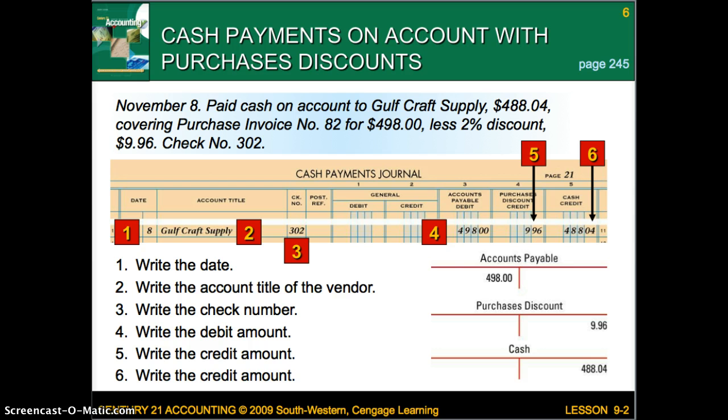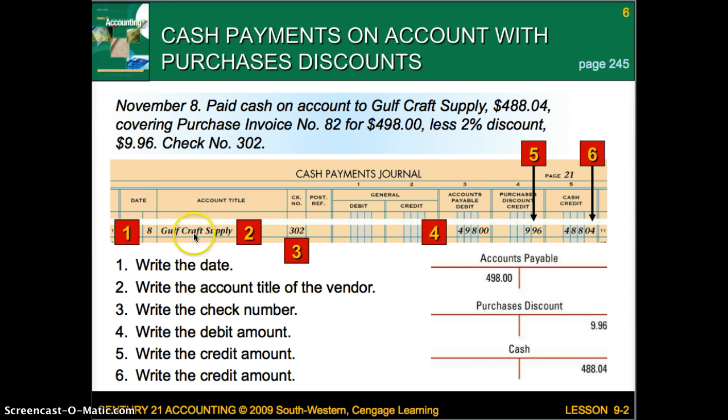Okay, so businesses really want to take advantage of this 2/10 net 30. 2% does not seem like much to you, but if they're paying thousands and thousands of dollars, they want to make sure I've paid in my 10 days so that I can get this 2% discount. And if I do that on every purchase that I'm making or everything that I'm buying, I can end up saving quite a bit of money.